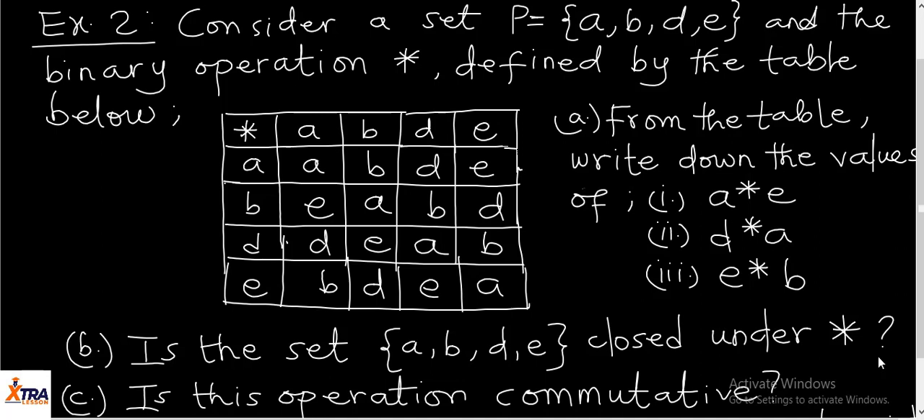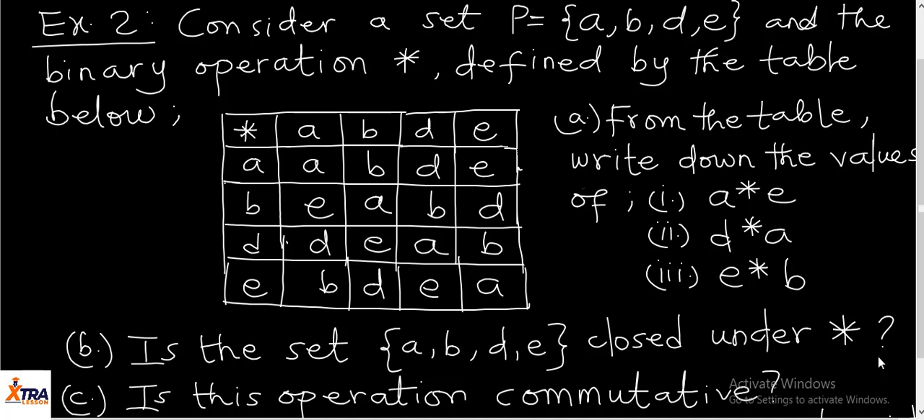But in this case, we are dealing with just two variables, hence the reason why we use our horizontal axis and vertical axis for our tables. So we'll be considering how we can actually relate these two for our identity element, inverse element, commutativity, and closure property. Now, looking at this question, we have a question here that says, consider a set P equals to A, B, D, and E, and the binary operation asterisk defined by the table below.